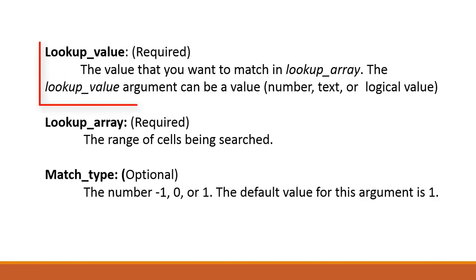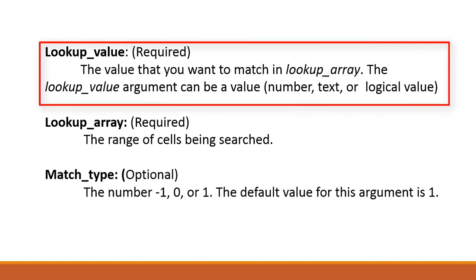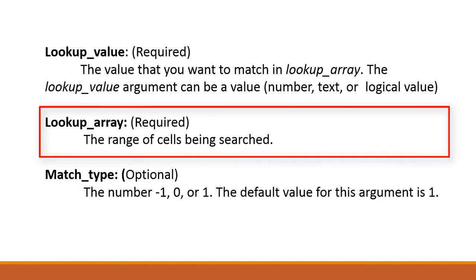First one is lookup value. Lookup value is just the value that you want to match in the lookup array. If you give a value, it searches for that value in the lookup array. The lookup value argument can be a value or text or logical value or anything. Next, lookup array. It is also a required argument. Lookup array is nothing but the range of cells being searched.